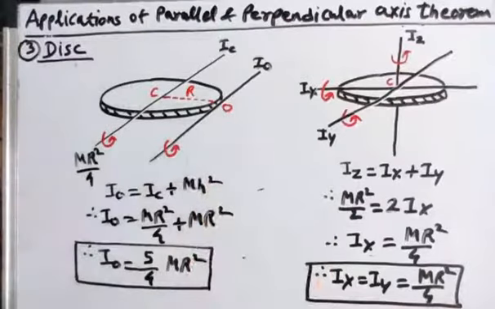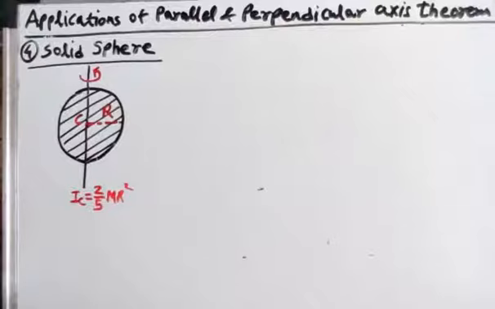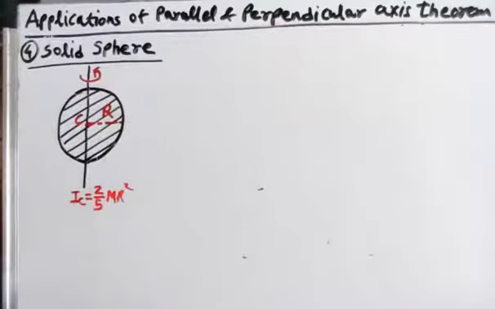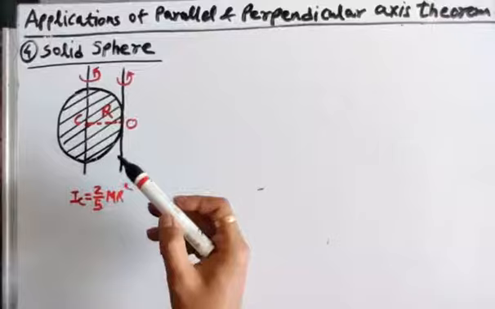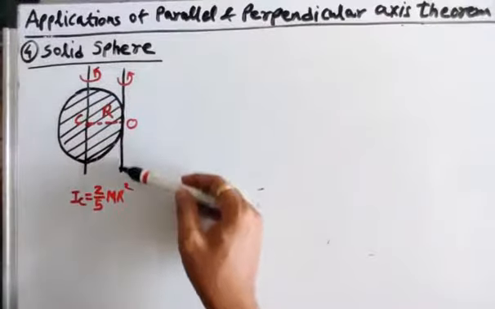So this is the equation for moment of inertia of a disk about an axis tangent to the disk in its plane. Now in case of a solid sphere, we know that moment of inertia of a solid sphere about an axis passing through its center is given by 2 by 5 mr square. And we want to find moment of inertia of this solid sphere about an axis tangent to the sphere.